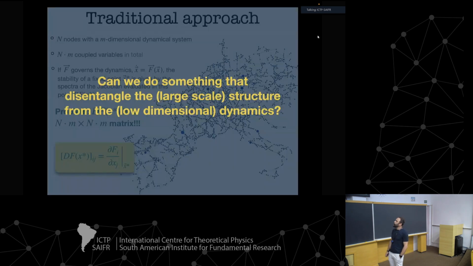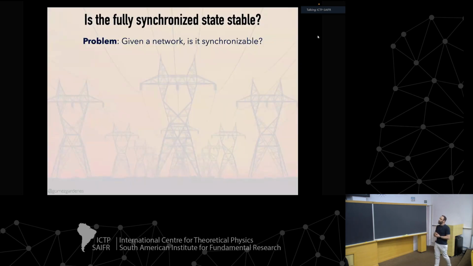So the question here is if we can do something to disentangle the high dimensionality of the network, which is n, from the low dimensionality of the dynamical system, which is m, typically a low dimensional system. Can we do this? And the answer is yes, okay? The answer is the master stability function. So let's start from the very beginning. We have a network, and we have a node of the network, let's say node i. The dynamical state of node i is characterized by m variables, x_i1, x_i2, up to x_im, okay?